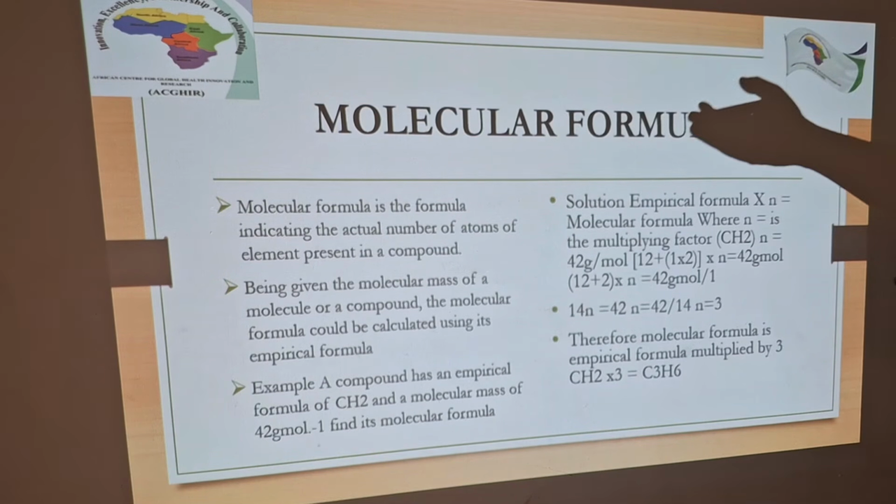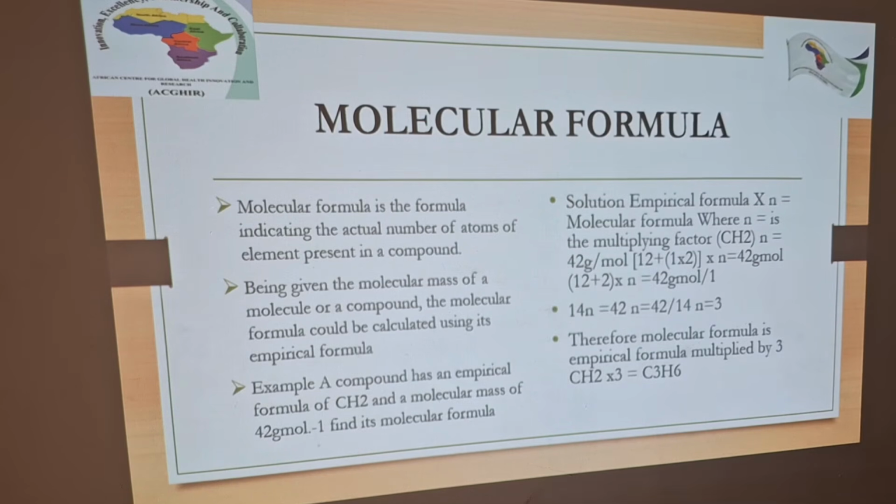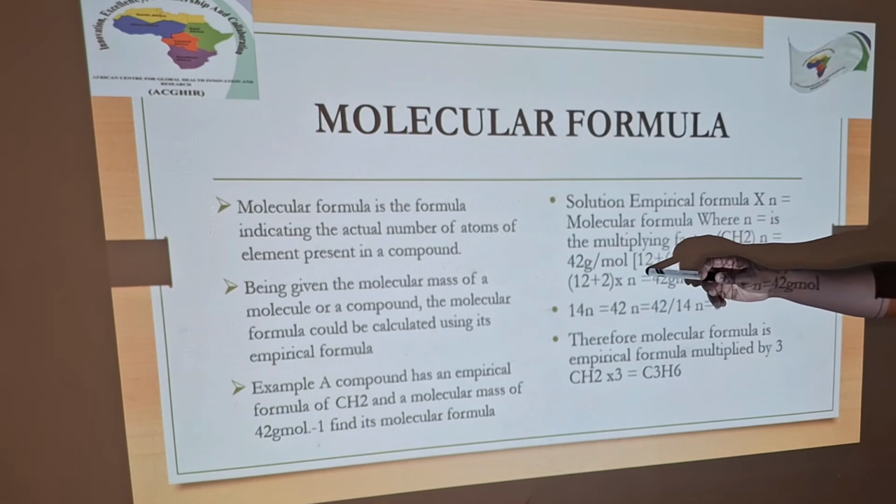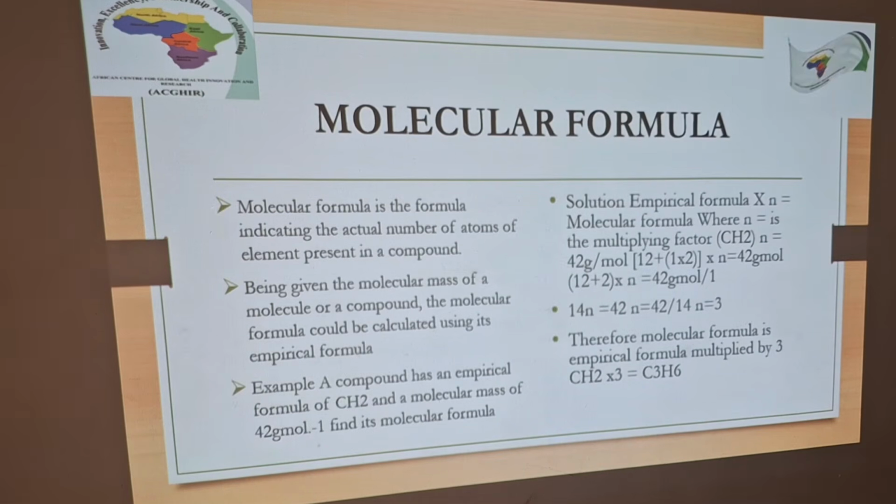Okay, so n becomes the multiplying factor, right? Since we are given that the formula of the compound is CH2, we now know that CH2 times n, which is a whole number or a multiplying factor, multiplies our empirical formula to give us our molecular formula. CH2 times n is going to be equal to 42 grams per mole. Since we know that the atomic mass of carbon is 12, we also know that we have hydrogen, and the atomic mass of hydrogen is 1.